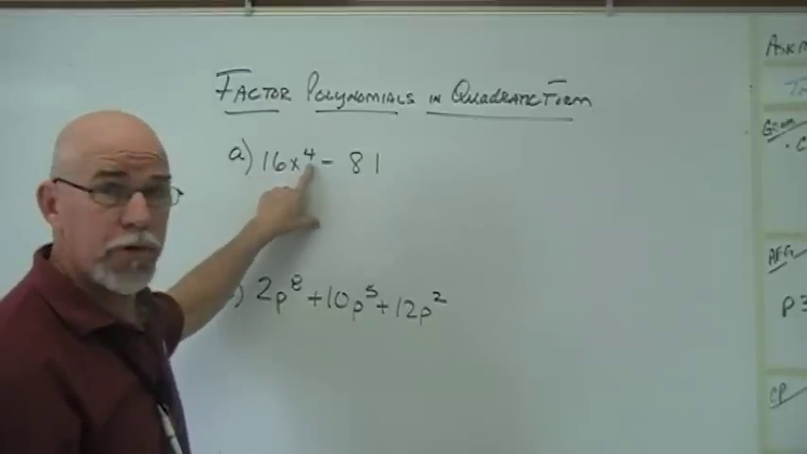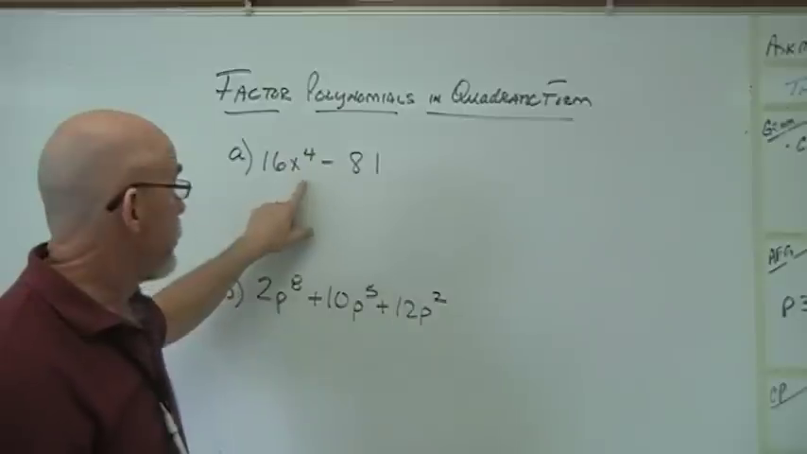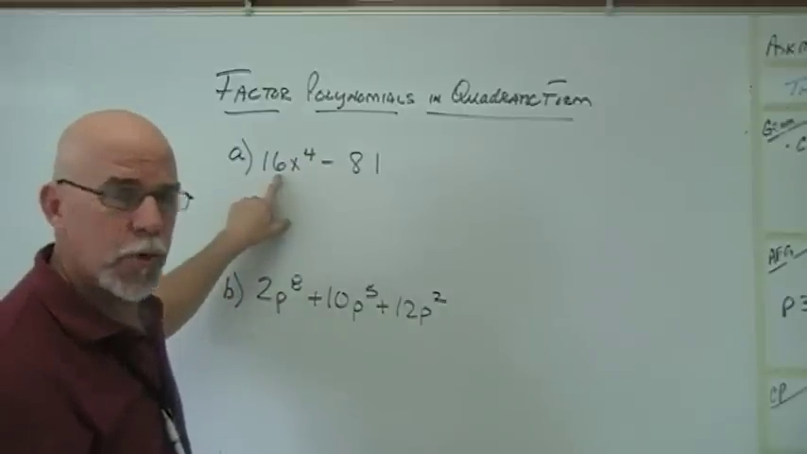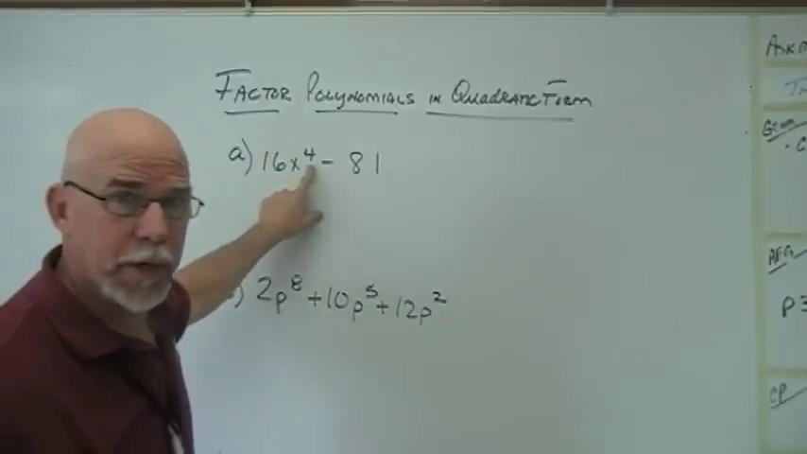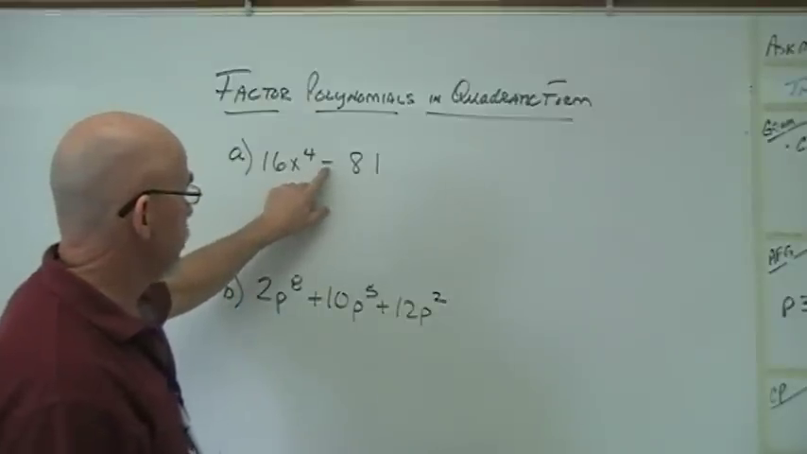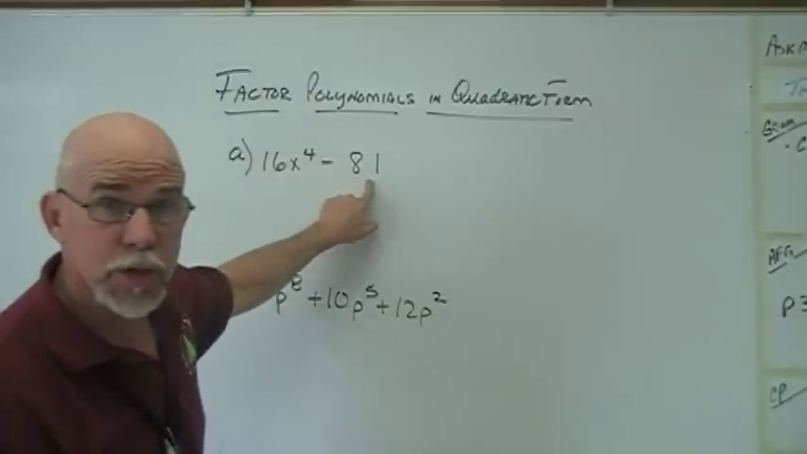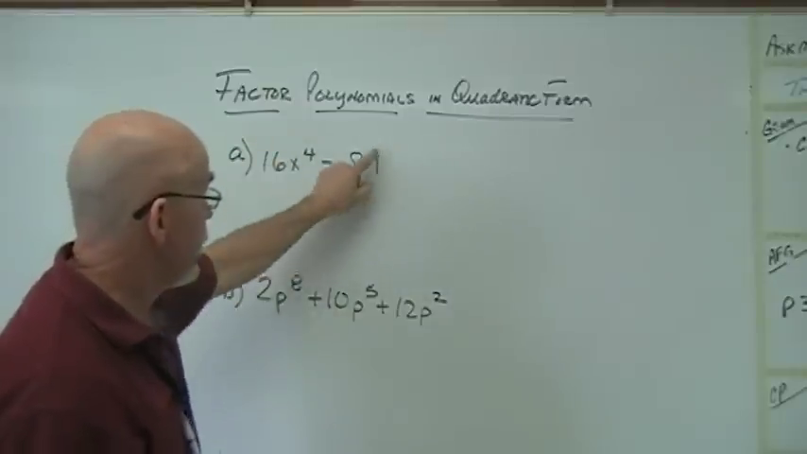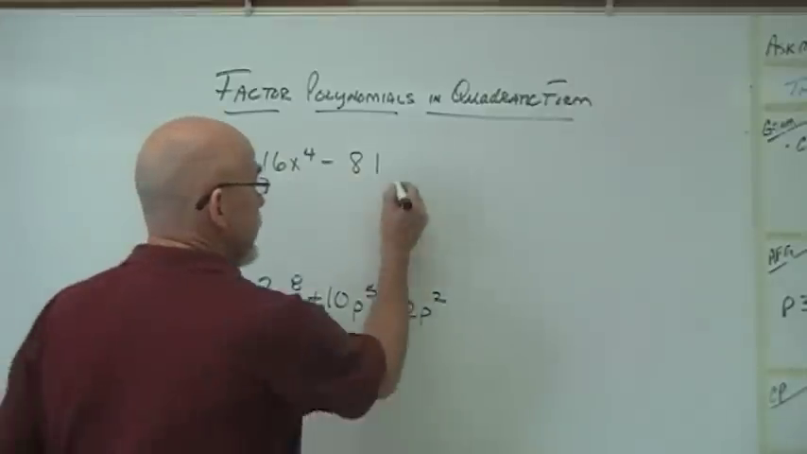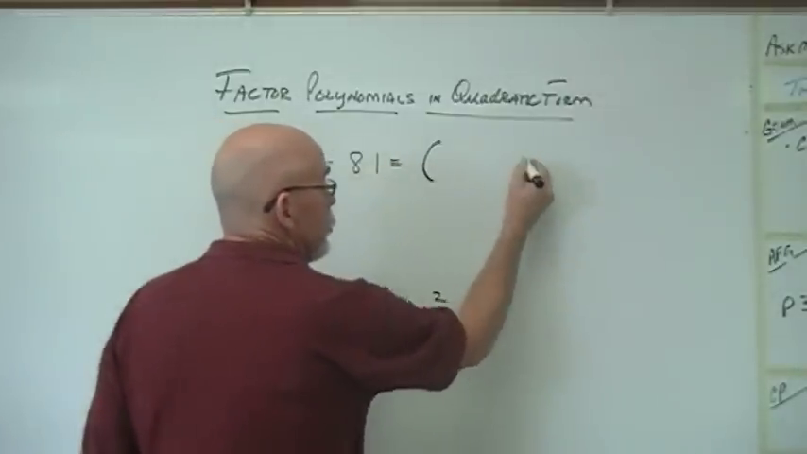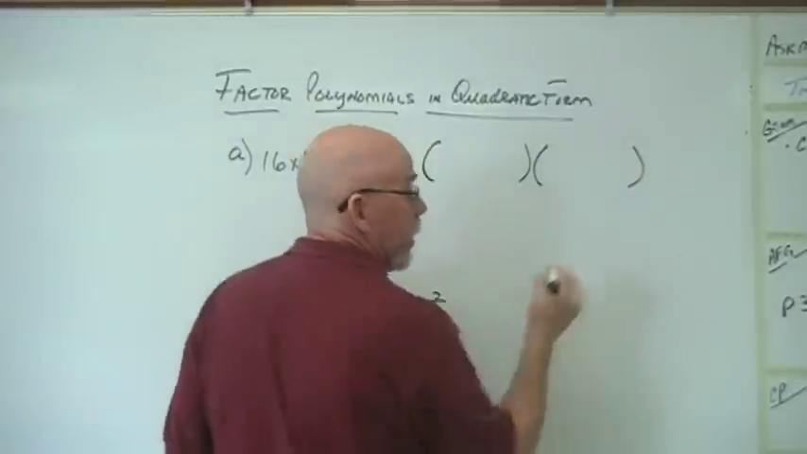And I know it's a fourth degree term, but 16 has a square root of 4. X to the fourth has a square root of x squared. So we can think of this as the difference of two squares. 81 is a square as well. Here we have a square term, there we have a square term, and we have the difference between. So think of it as being able to be factored as you would a difference of two squares.